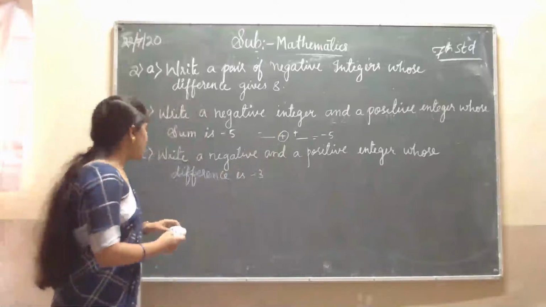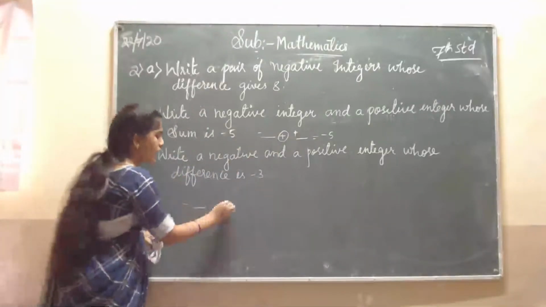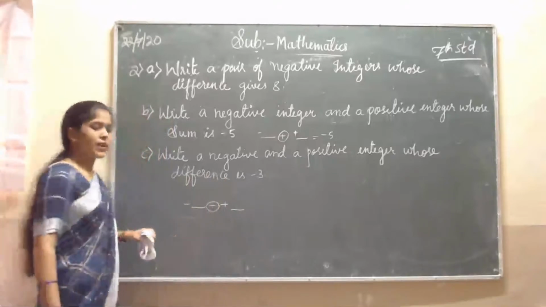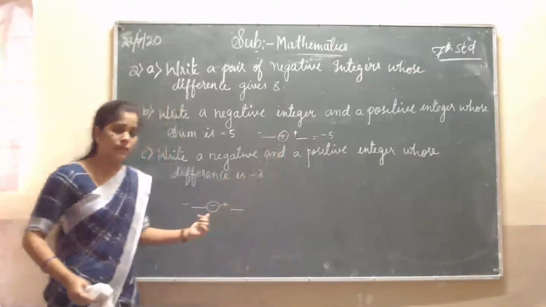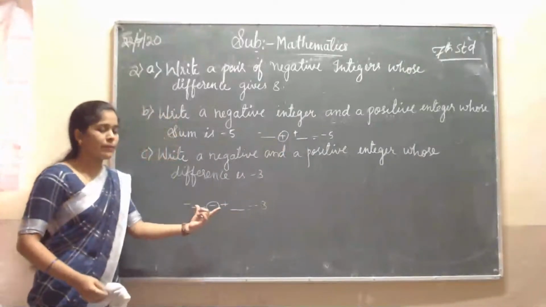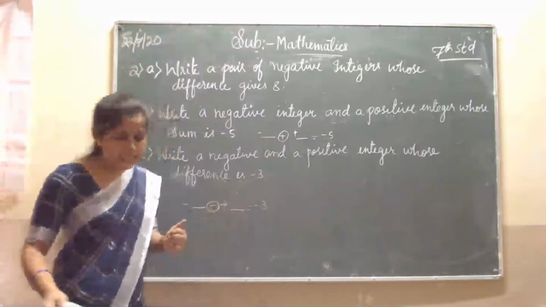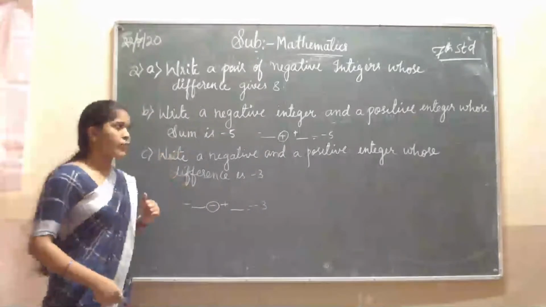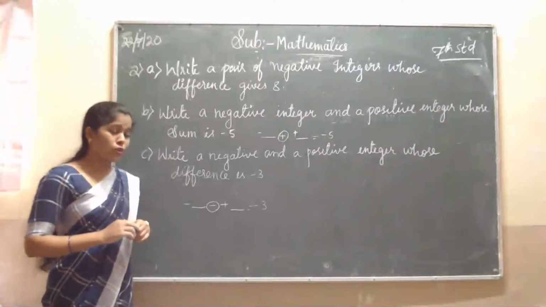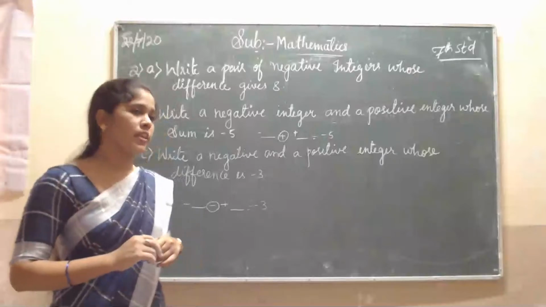Okay. Next, in this, write a negative and a positive. Similarly, whose difference, and difference means subtraction. Here you are adding and here subtracting. You will get minus 3. Take two numbers and subtract in such a way that you get minus 3. If you get minus 3, then your answer is correct. This is also homework. Write your homework in your notebook and send it to my WhatsApp number. If you have any doubt, ask in that group only.